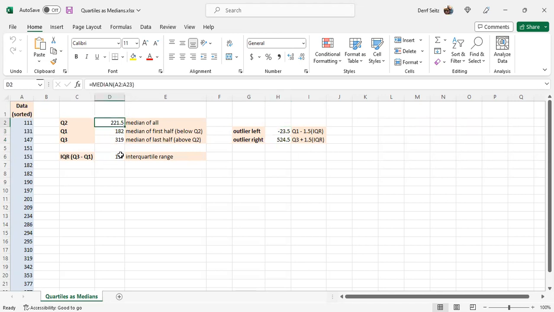So this is an alternate way used by some textbook authors or perhaps technology vendors to get each quartile to be a median of some set or subset.